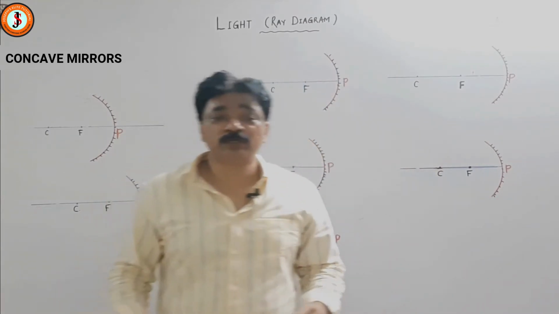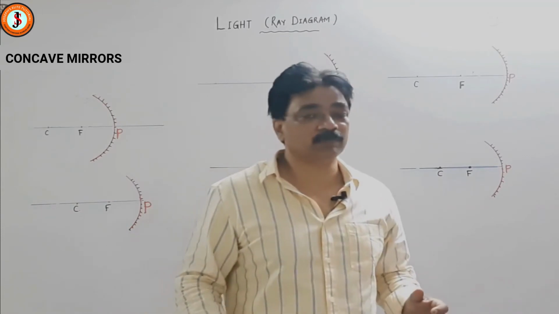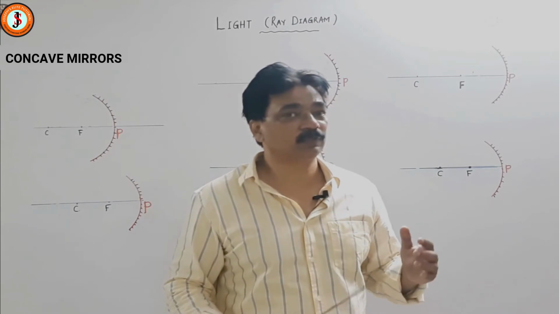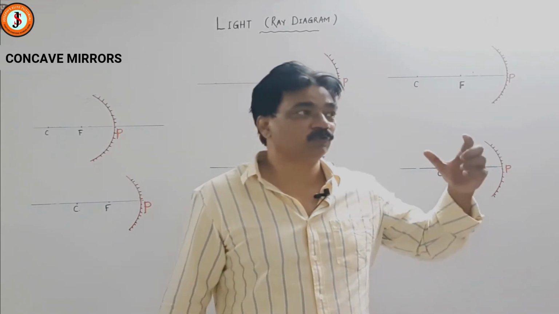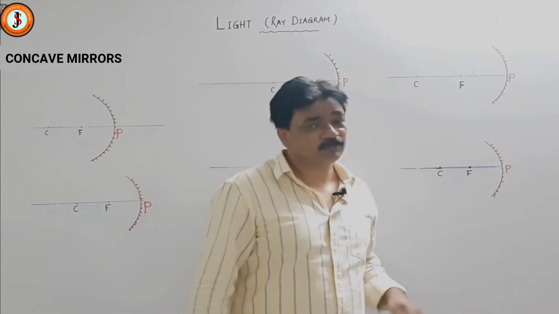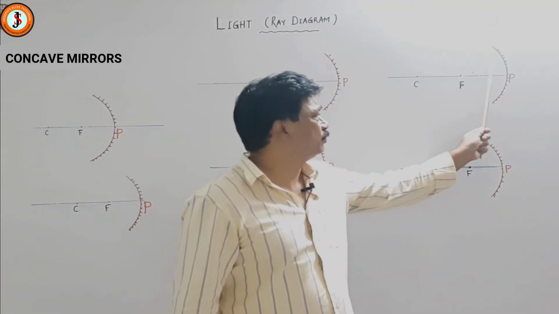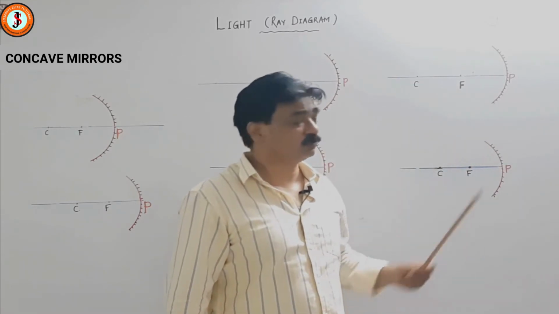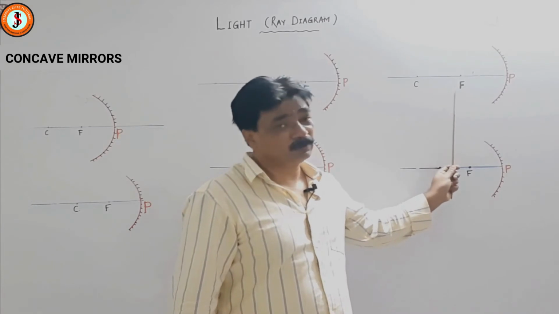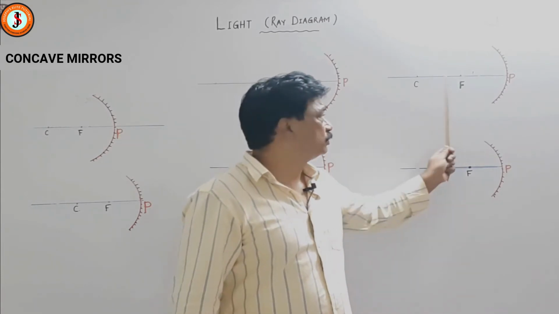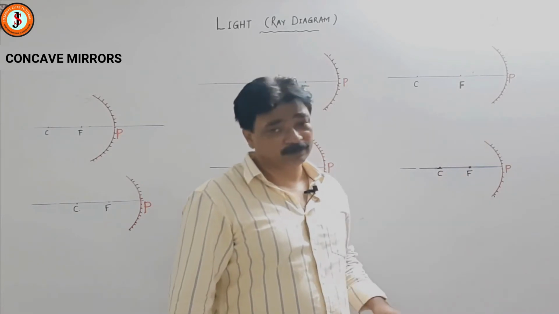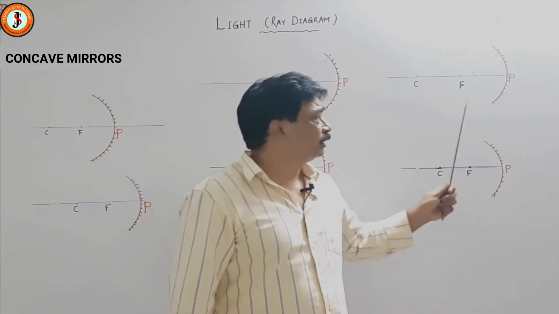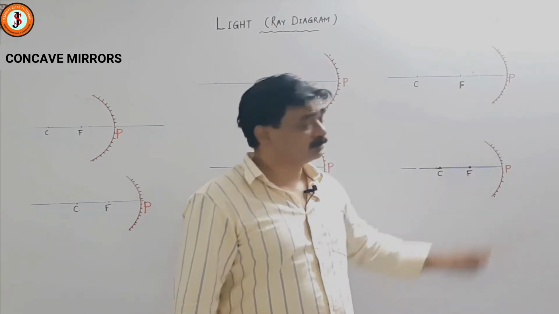The type and nature of the image depends on where the object is kept. And the first most important thing is that in a concave mirror we should know what is focus. In the previous class I said all the rays parallel and close to the principal axis will pass through the focus after reflection. So that is focus. Focus is a very important point on the principal axis. Also, the distance between focus and pole is called focal length, and the distance between center of curvature and pole is called radius of curvature.